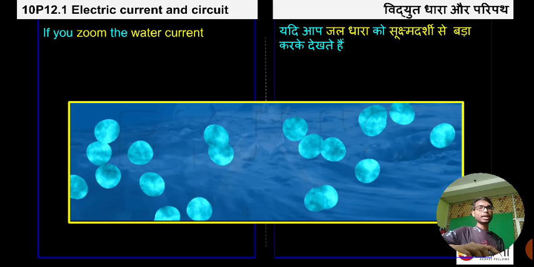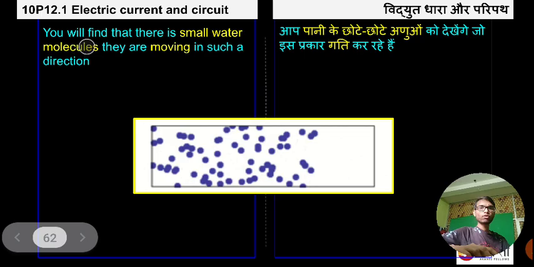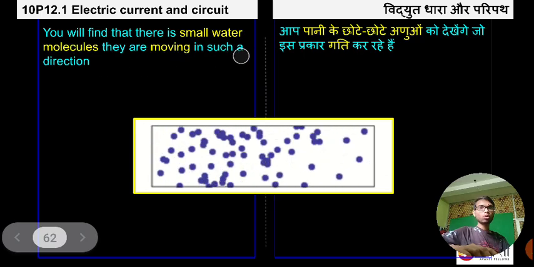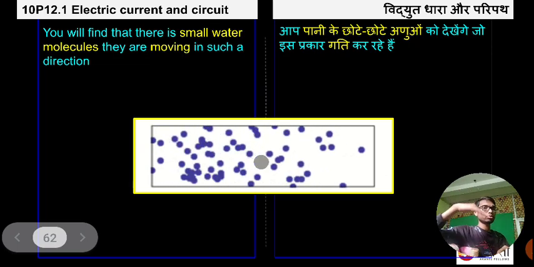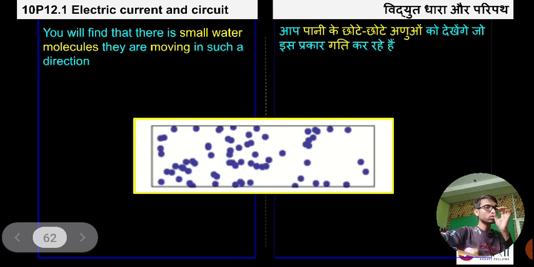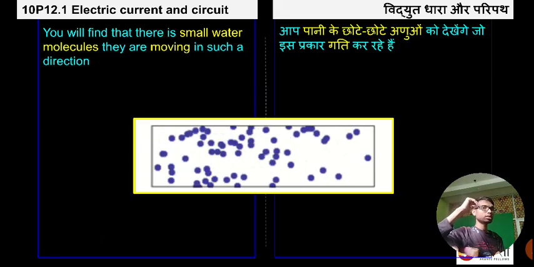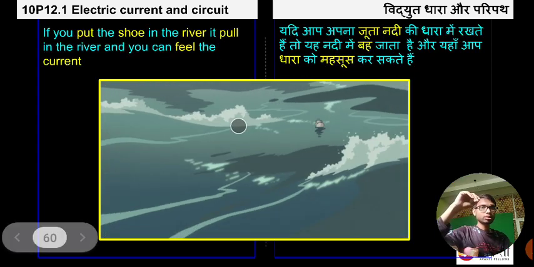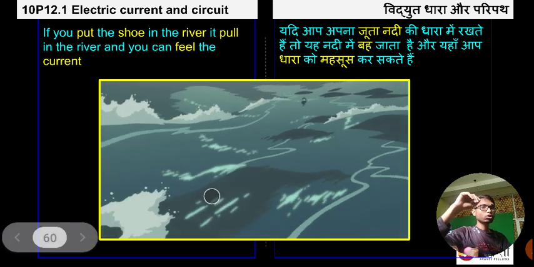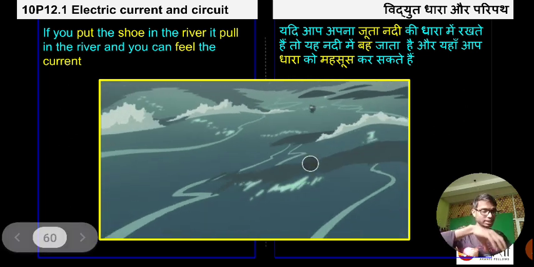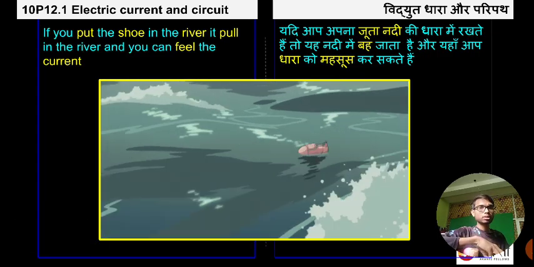If you zoom into the water current, then what will happen? You will find that there are small water molecules. They are moving in such a direction, like that, in waves. There are small, teeny molecules which are moving like that. It is happening like that because of molecules. At some places molecules are more, at some places molecules are less. That's why this is happening.